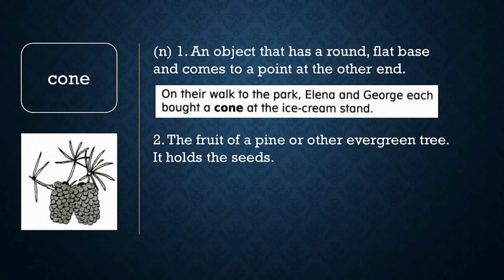Now, let's review word meaning. Yes or no? When a cone from a pine tree is placed in the ground, it can grow into a sapling. If you said yes, you're correct. Cones hold a tree's seeds, so if a cone falls to the ground, it can grow into a baby tree.